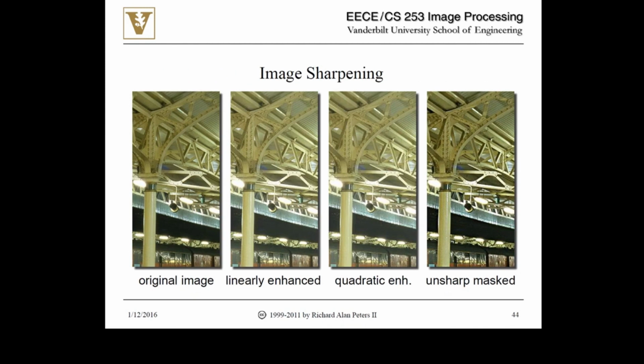And then here we have a comparison of the four. So we have the original image, the linearly enhanced image. So this is omega squared, this is the Gaussian.